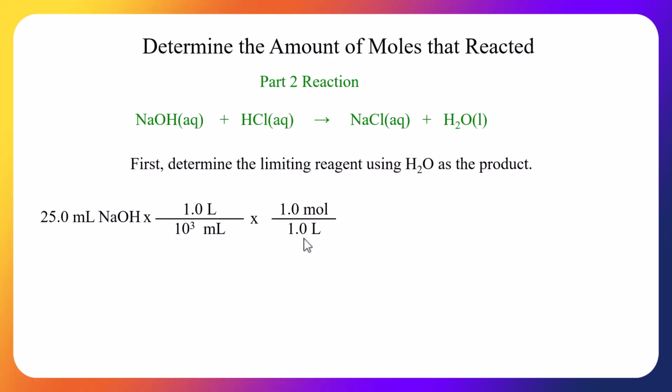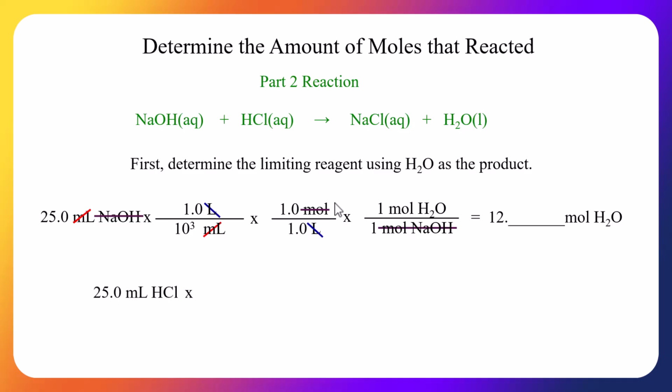Well, if I know the volume, I know the molarity. The molarity for the sodium hydroxide on the label in the experiment was 1.0, so I know I have 1 mole for every liter. And I know I have 1 mole of sodium hydroxide for every 1 mole of water. So this gives me the moles of water. I went from milliliters to liters of sodium hydroxide, liters of sodium hydroxide to moles of sodium hydroxide, moles of sodium hydroxide to moles of water, and that will be answer 12.